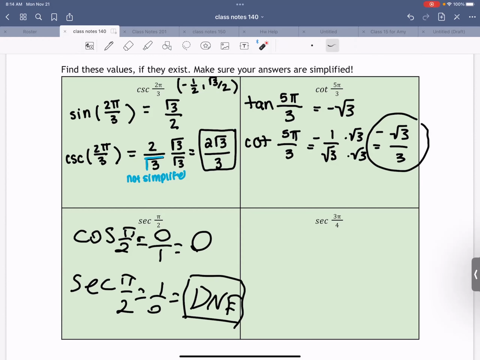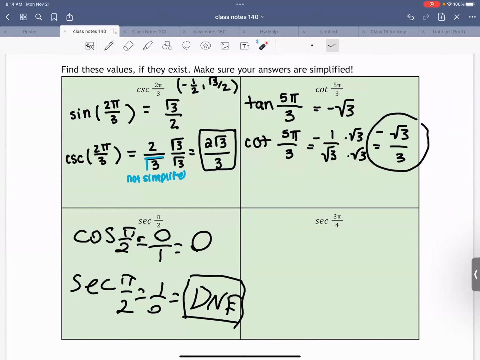Real quick, we want to find the cotangent of 5 pi over 3. Okay. Ainsley, you want to take us through this one? Perfect. And that's just how you do it. Any questions on the cotangent?